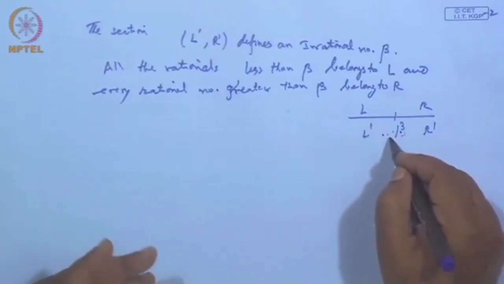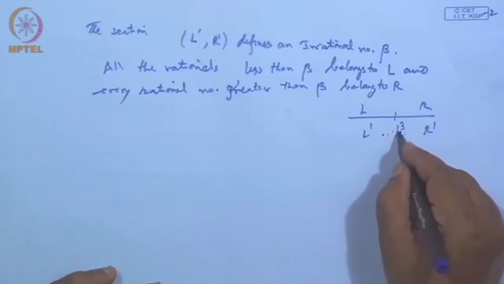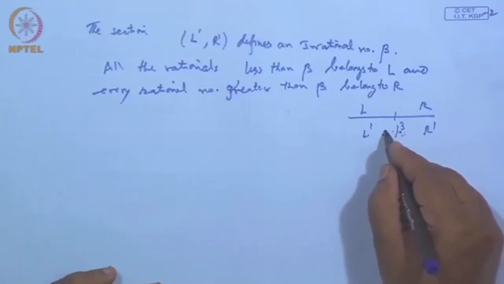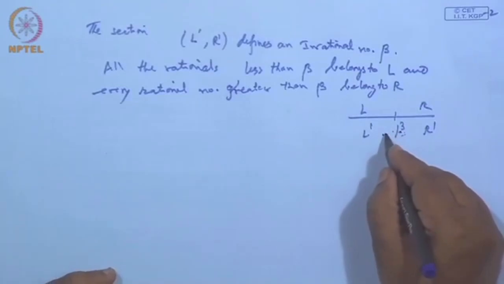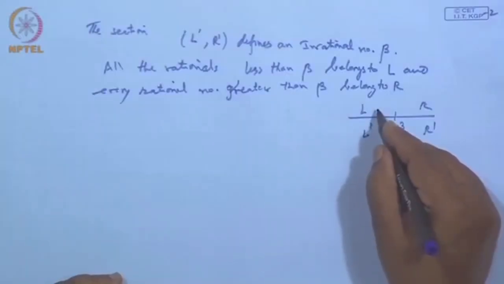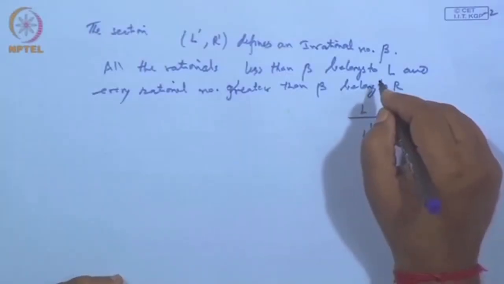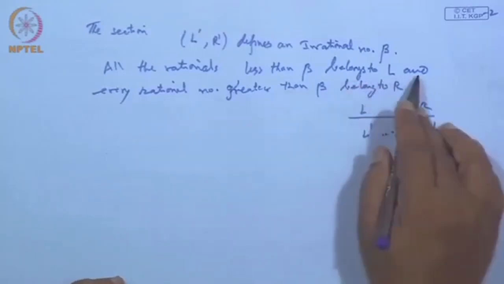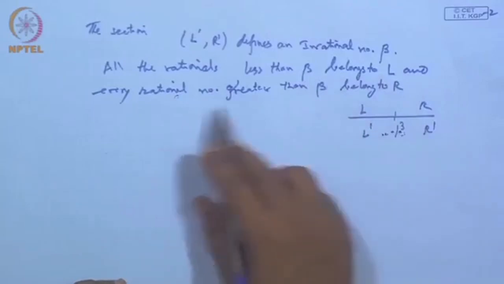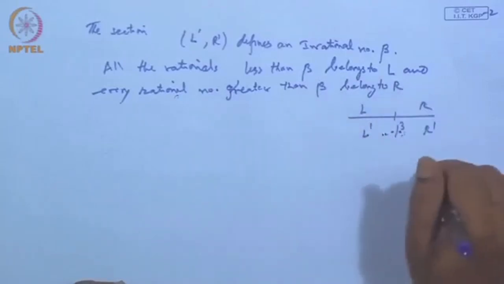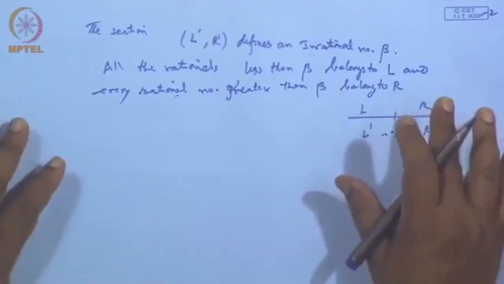Suppose I take an irrational point, any point beta dash which is less than beta. In between beta and beta dash there are infinitely many rational points. So, those points are in L dash, hence it is in L. So, beta dash has to be in L. Therefore, all such numbers less than beta must be in L, and numbers which are greater than beta must be in R. Okay. So this is one case.